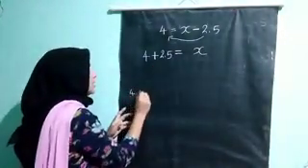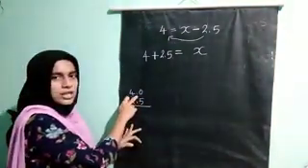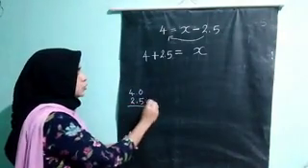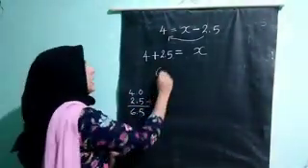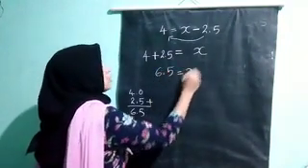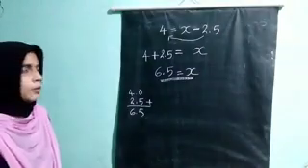Write and add it, otherwise you will make a mistake. 4 means 4.0. 4.0 plus 2.5, 6.5. So the value of x equal to 6.5. Write down all of you.